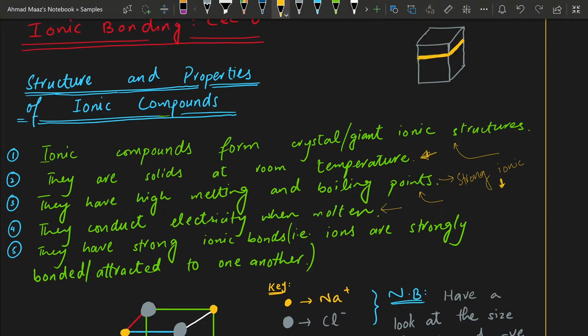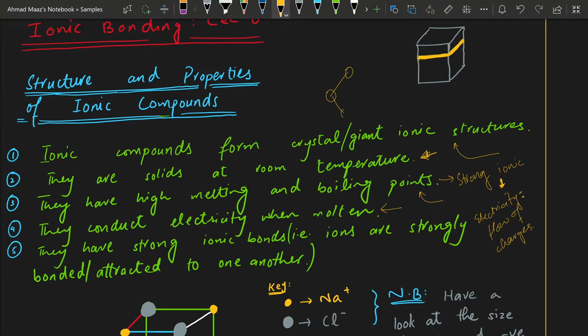Now, these ionic compounds conduct electricity when they are molten. Why? Because what is electricity? Electricity is the flow of charges, the flow of electrons or the flow of ions. Now, when ionic compounds are in the form of solids, their ions are fixed. They are merely vibrating. They do not have translatory motion. They only vibrate at their fixed position.